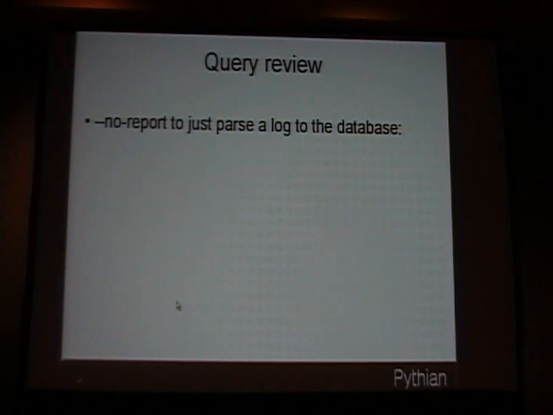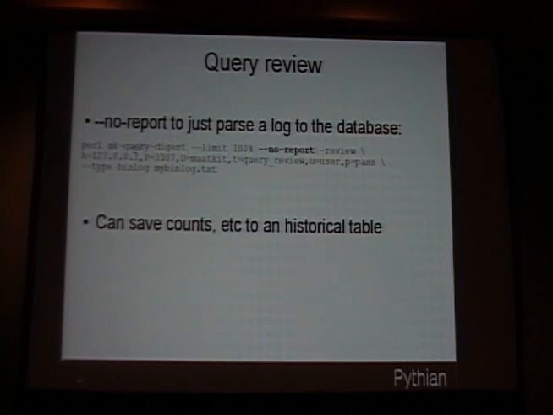Let's see how we are for time. Getting close, huh? So, here's this --no-report. Type bin log, my bin log text. It can save counts, etc., to a historical table. And here's how we do that. Here's the normal thing: limit 100%, no report, review. Here's the DSN of the review, basically how to connect to that.